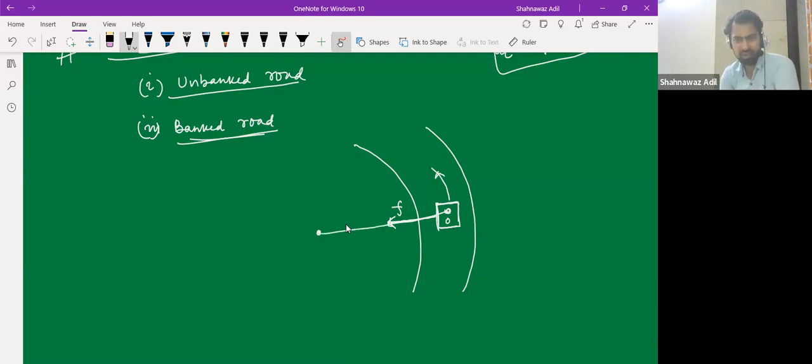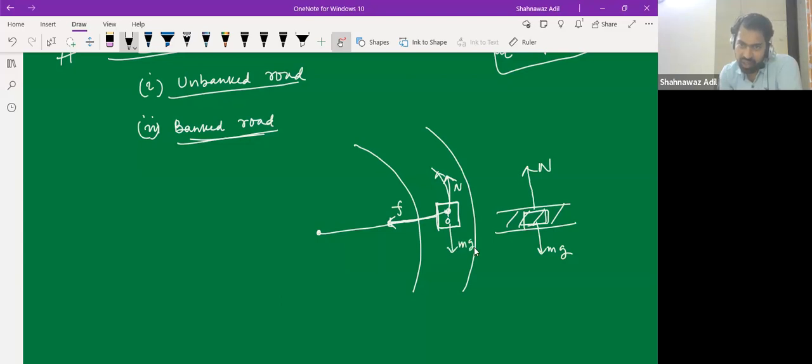So what is the force? Let's say this is our car on the road. This is the car, and this is the normal reaction, and this is the weight. Remember, the normal reaction is upward, not in this direction. In the direction of the center, we have this frictional force. So this frictional force would be equal to what, because it is in the direction of the center?